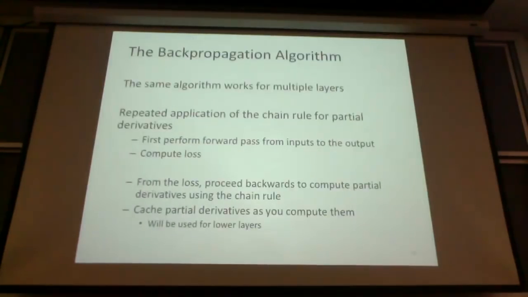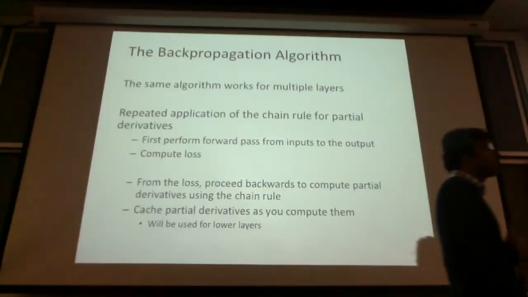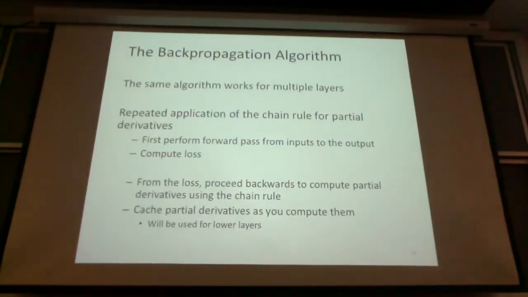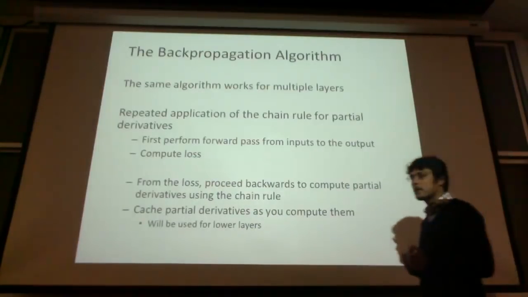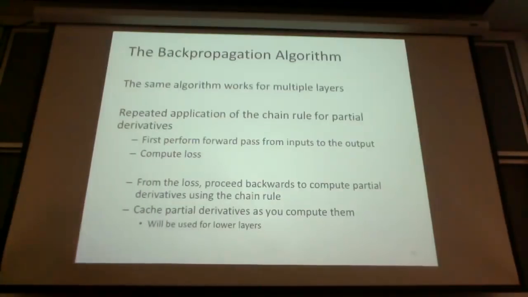Just to very quickly summarize what we saw, the same idea applies for multiple layers, but I'm not going to show you the algorithm. I want you to get a feel for it rather than just see the algorithm. It's essentially a repeated application of the chain rule for partial derivatives. All of you are familiar with the chain rule. This is just a mechanized version of it. To do that, you first compute the forward pass so that you get all the values of all the nodes, and then you compute the loss, and then you compute the derivatives from the top to the bottom one at a time. And as you go, any partial derivatives that you compute, you cache, because you know that they're going to be used in the lower layers. And this is an efficient way of computing the partial derivative of the entire computation graph with respect to the weights.